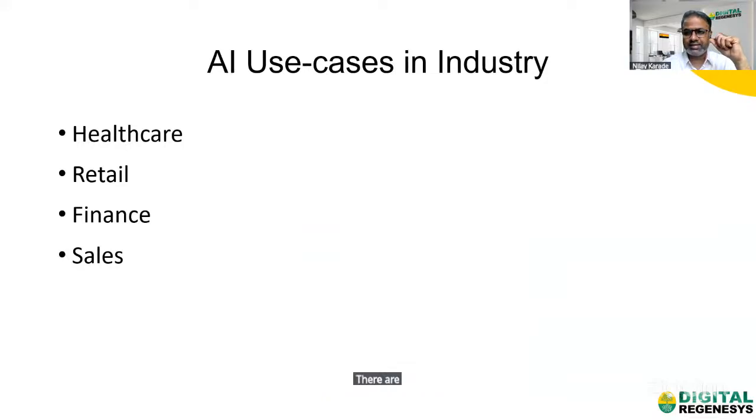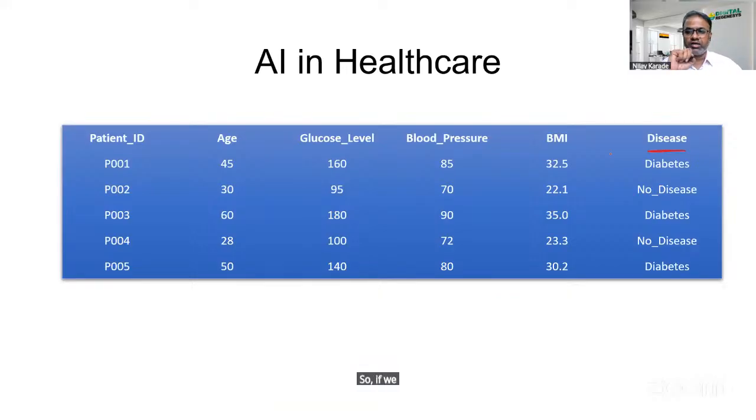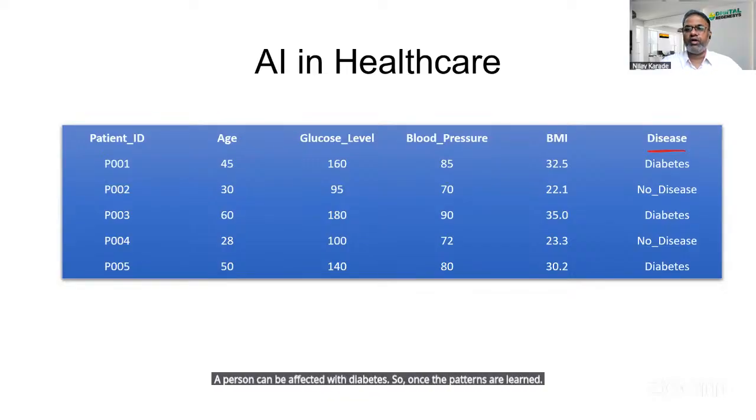There are many other examples and use cases of AI. So I will quickly take you through some of these examples. Let's take the example of healthcare. As you can see here, we have got data of a patient, and a final column that is disease. If we feed this data to the AI model, it will come to know for which values of age, glucose level, blood pressure, and BMI a person can be affected with diabetes. Once the patterns are learned, the AI model can make predictions about the disease. It can identify if a person is going to suffer from diabetes or not.